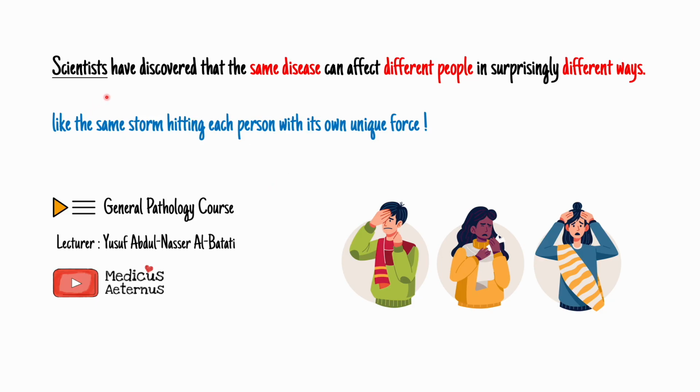In this video we will speak about reactivity and resistance, as we stated before, and it shows that scientists have discovered that the same disease can affect different people in surprisingly different ways. This lesson also has a connection with the previous lesson, general adaptation syndrome. You will find the link here and above in the corner, and you should check that video again. So it is the same storm hitting each person, but with its unique force.